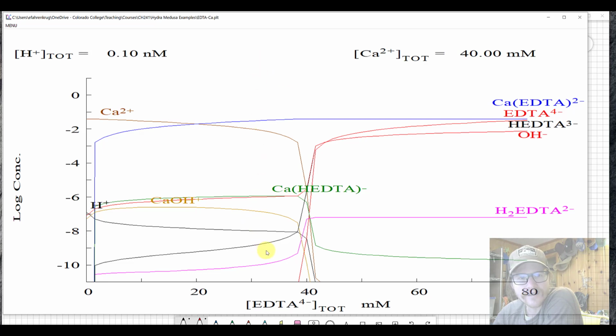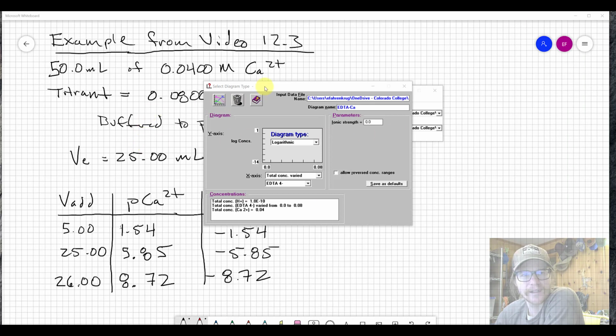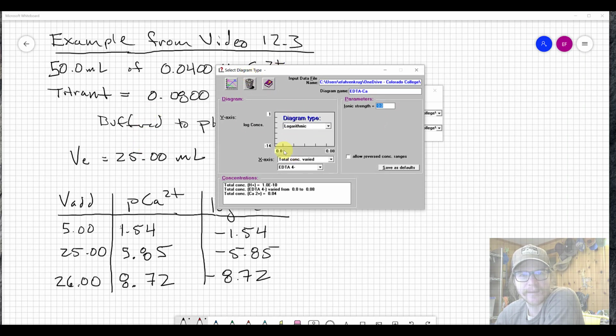Oh no, it doesn't quite encapsulate all of my calcium. So I actually went back here to the select diagram and I just changed my axis down here to -14 to catch all of that. So from 1 to -14.